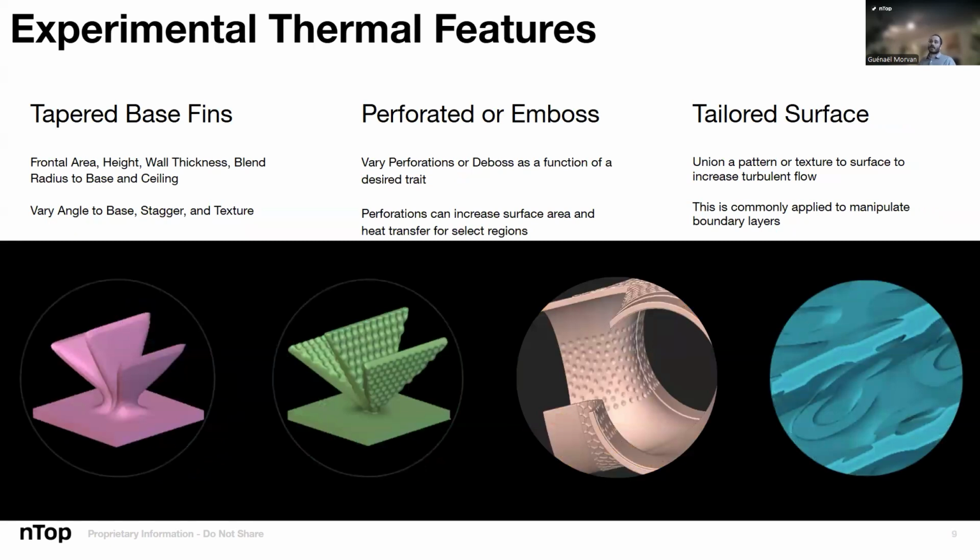There are also some more experimental thermal features that we see and that our customers can explore. This could be, for instance, a tapered base fin, or perforation or emboss to create some disturbance in the flow. That can be quite interesting when it comes to CFD applications, or maybe a fully tailored surface based on the customer requirement and what they want to do with their application.